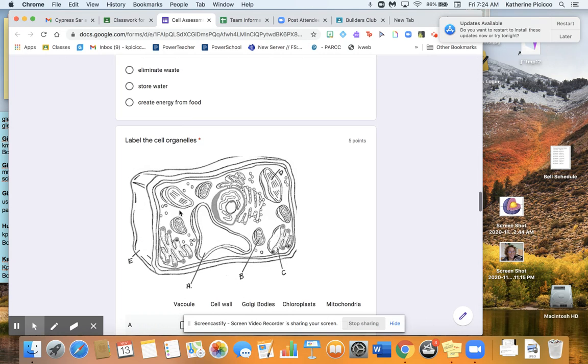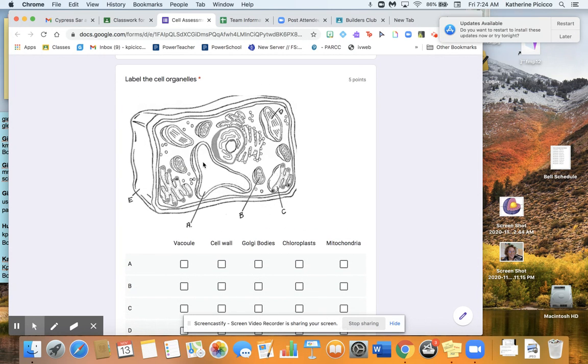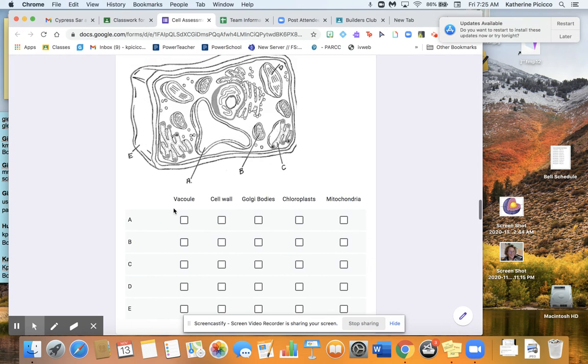Okay, next question has you labeling these organelles. So first I would recommend looking at the shape of this cell. Get in your head what kind of cell it is, okay? Then you're going to go through each letter and try to pick which one it is. So what I would do is start with A. What is A? So you're going to mark, is it a vacuole, a cell wall, Golgi bodies, chloroplast, or mitochondria, and you're simply just going to mark which one it is.